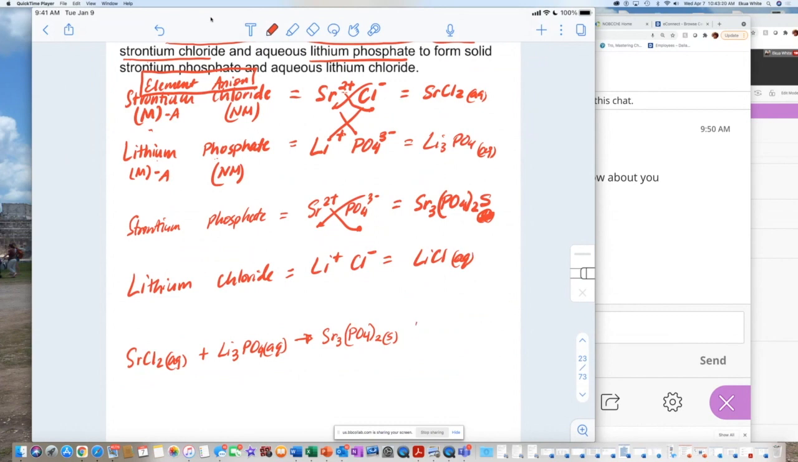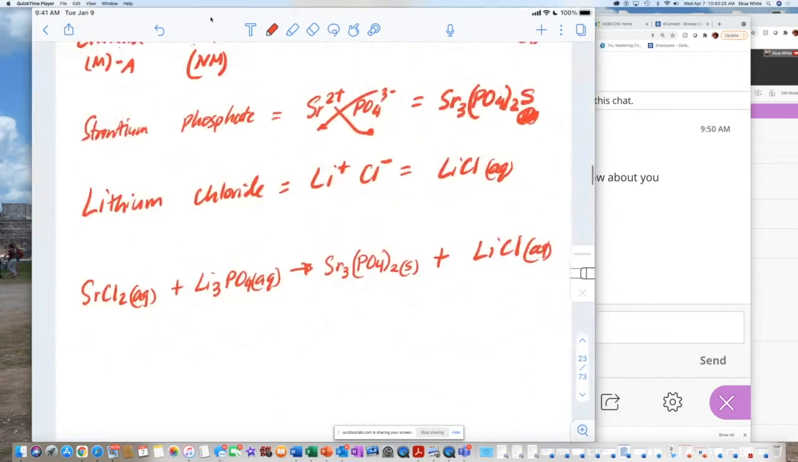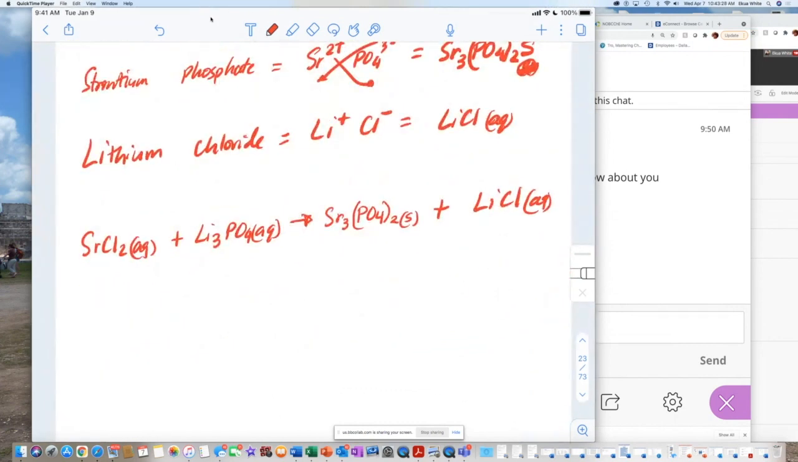Plus LiCl aqueous. Okay, so let's try to balance this out. As usual, do a roll call. Sr, we have one. Cl, we have two. Li, we have three. PO4, we have one.